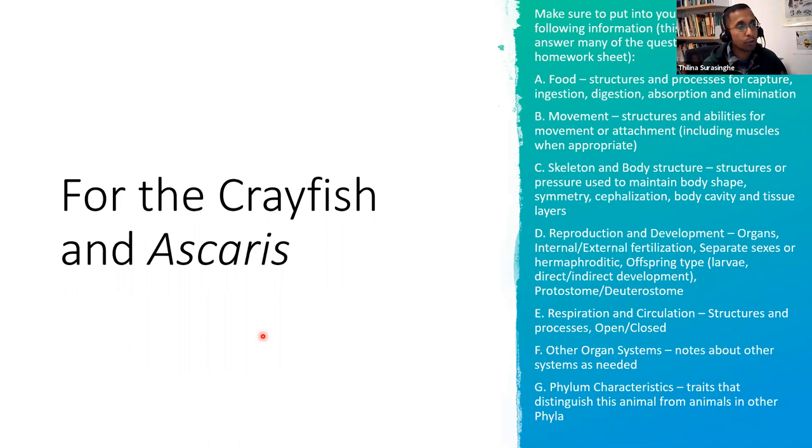Food: the animal you are dissecting or watching a dissection of, what do they eat? Structures and processes that they use for food capture. How do they ingest stuff? What kind of body structures do they use for that? Do they digest things internally or externally? How do they eliminate waste? Do they have an anus to eliminate waste? Like that, describe the food and digestion component. Do they have a digestive system? If they do, is it complete or incomplete?